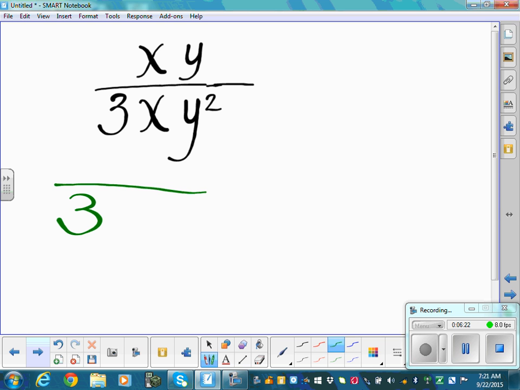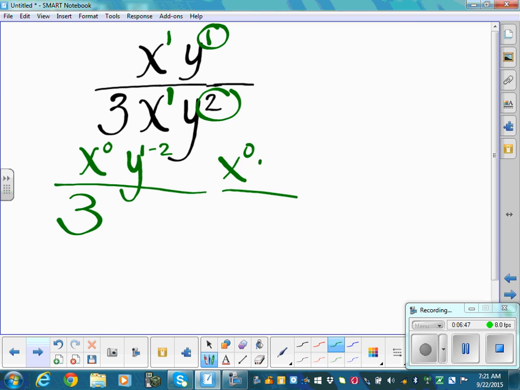When you divide and you subtract, what's my exponent on x? 1. So 1 minus 1 is? 0. So we'll have x to the 0, which is 1. Are we all okay with what I did? Kind of skipped a little step. And then we have, what's my exponent on y? 1. So we'll be doing 1 minus 2. So 1 minus 2, negative 1. So we have x to the 0, y to the negative 1 over 3.